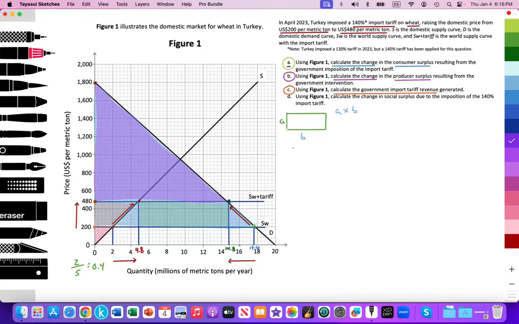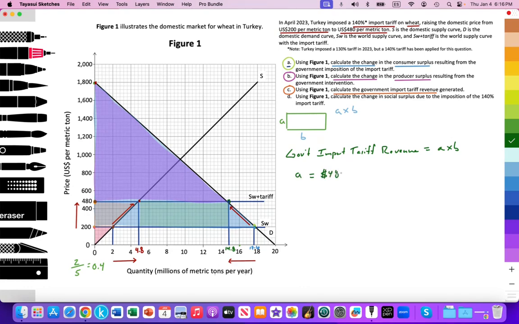So the government import tariff revenue would be equal to A times B. So that's going to equal, well, first, what is A? The height of A is 480 minus 200. That works out to 280. Great, so I need that bit of information.